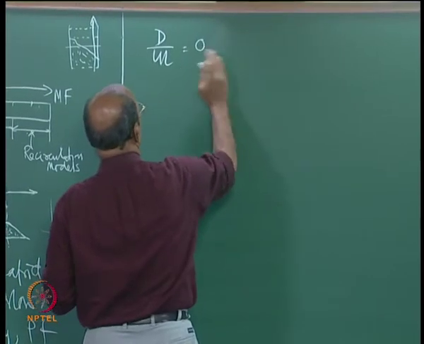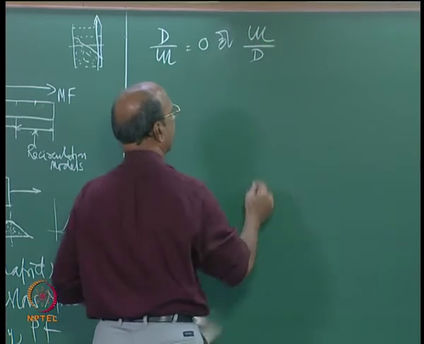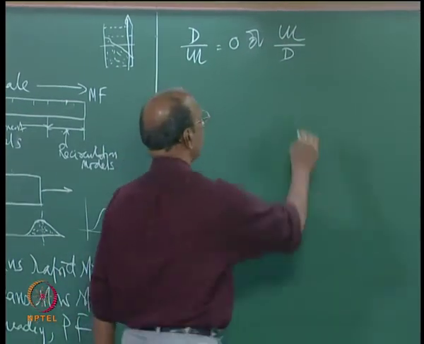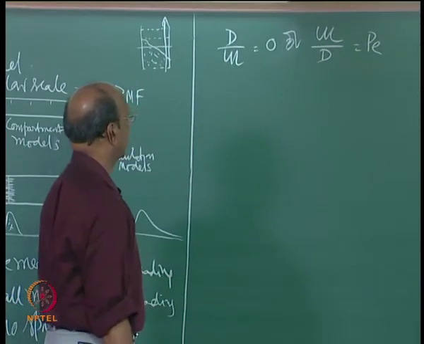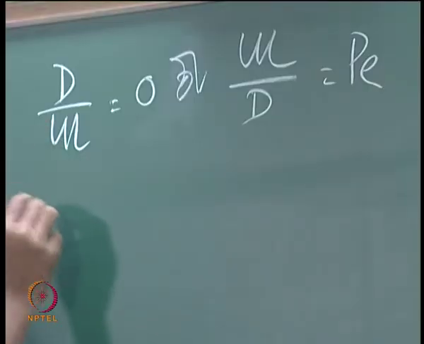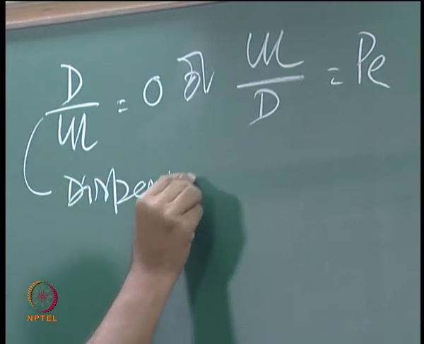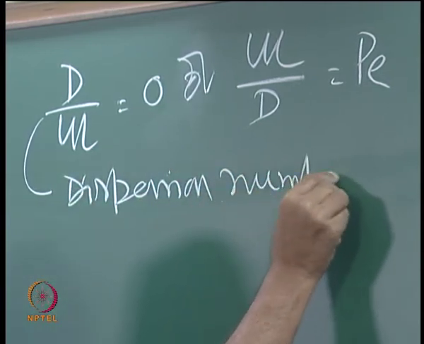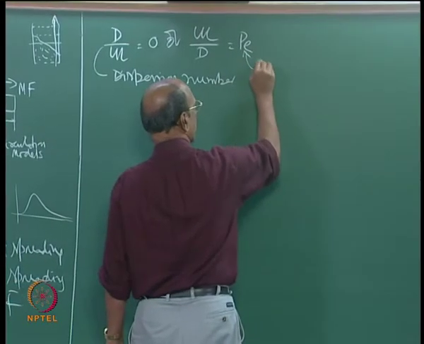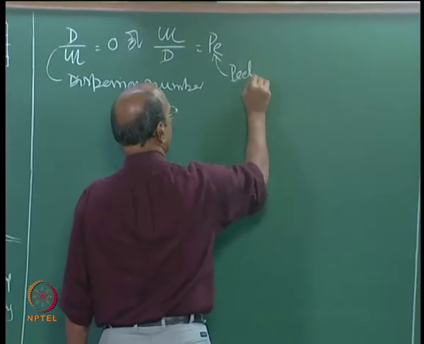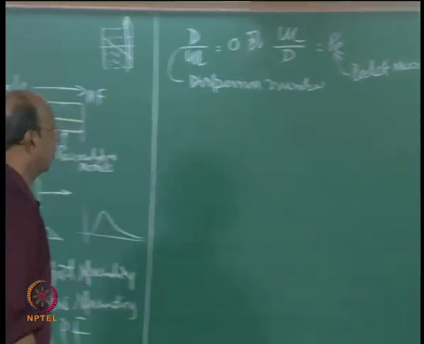this is also D by UL, or you also have another group, UL by D, just the reverse of it. You know what it is called? Peclet number. I think I already told you some time back. This D by UL is the dispersion number, and this is called the Peclet number.